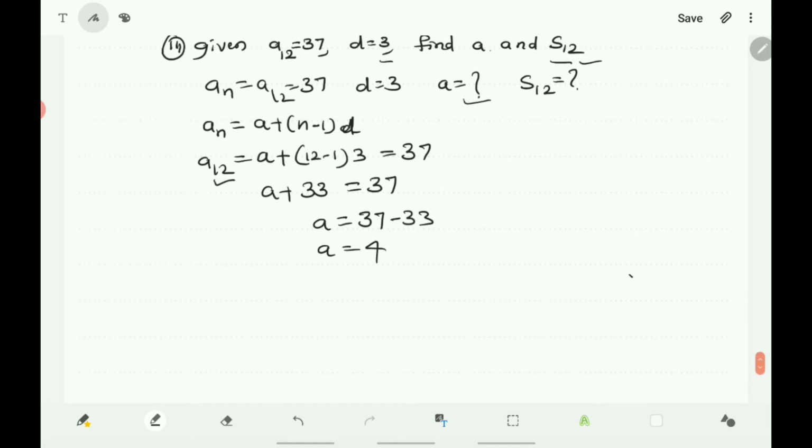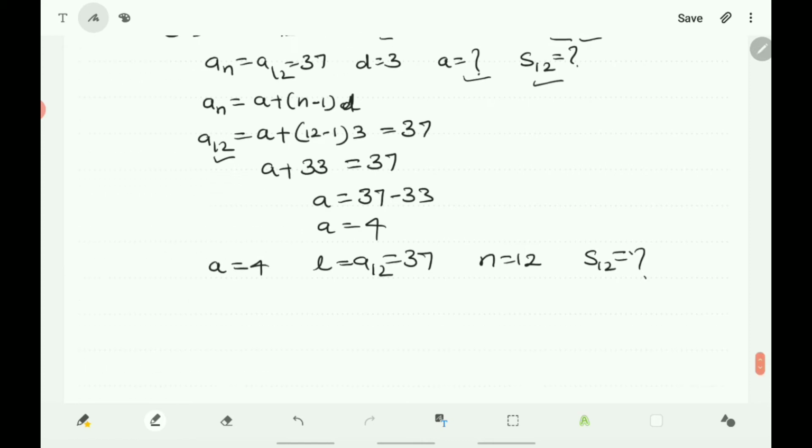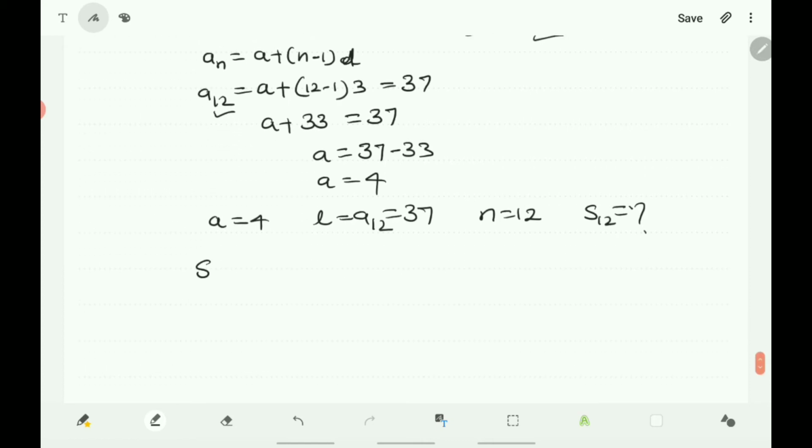Next, to find S12, use a. That is a is 4, and the last term l, that is a12, that is 37, and here n is equal to 12, and S12 is unknown. Write the formula for S. S is equal to n by 2 into a plus l, since a is known, l is known, n is known.